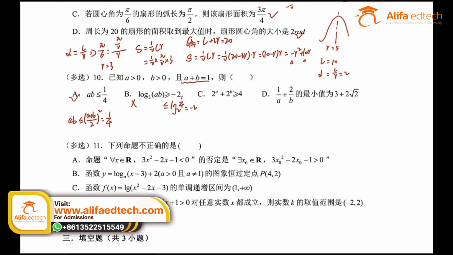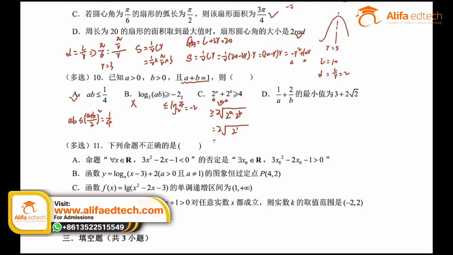Okay, and then 2 to the power of a plus 2 to the power of b. Now I already know that the sum of the exponents is a constant value. This means that one thing plus another thing must be greater than or equal to 2 times the square root of their product. Their product is 2 to the power of a times 2 to the power of b. Isn't that just 2 times the square root of 2 to the power of a plus b, which is 2 to the power of 1, right? And the square root of 2 to the power of 1 is the square root of 2. So it's 2 times the square root of 2.